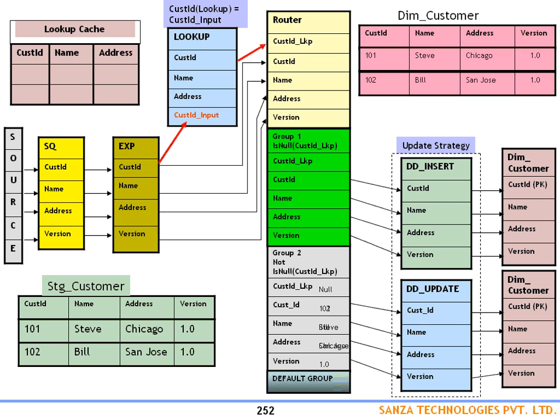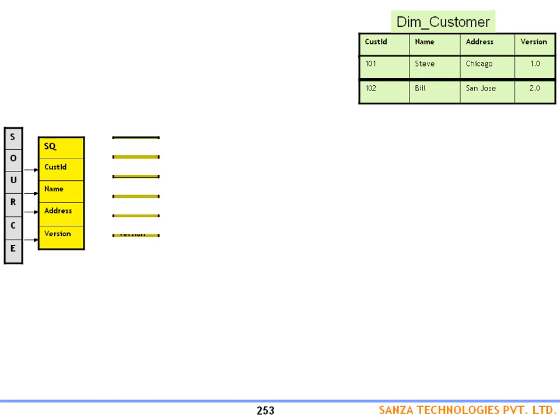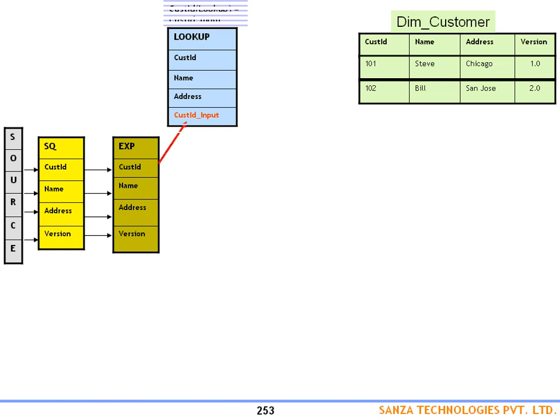Now let us take the next scenario. This is the data in the dimension customer table. So you do a lookup, this is your mapping.